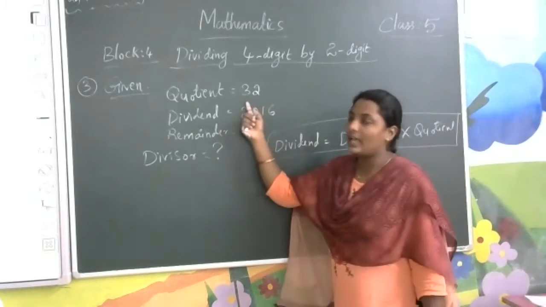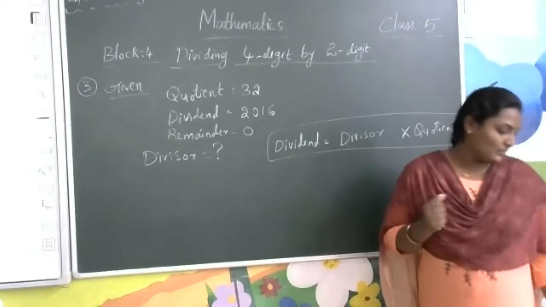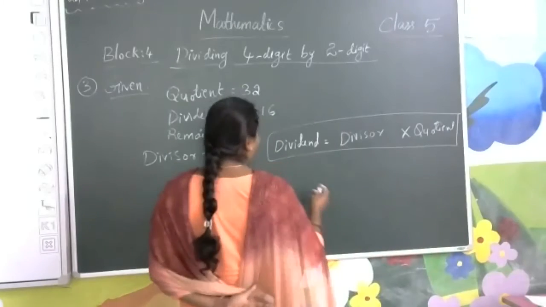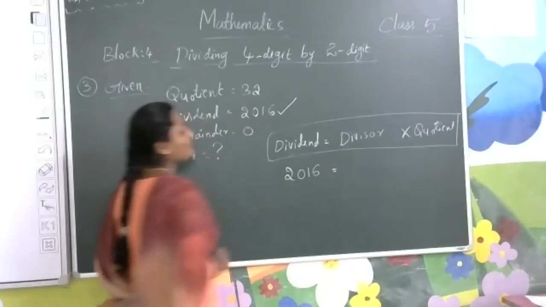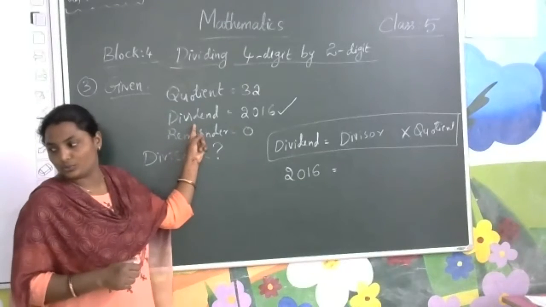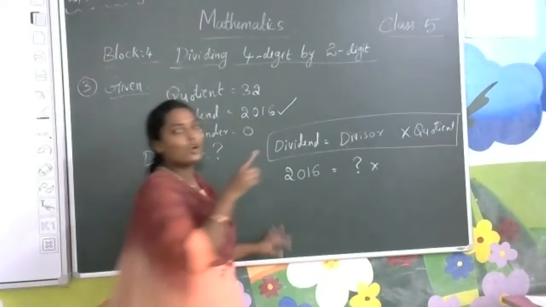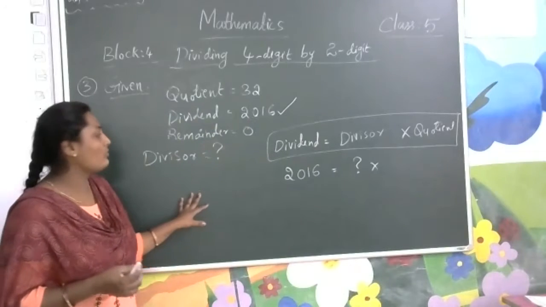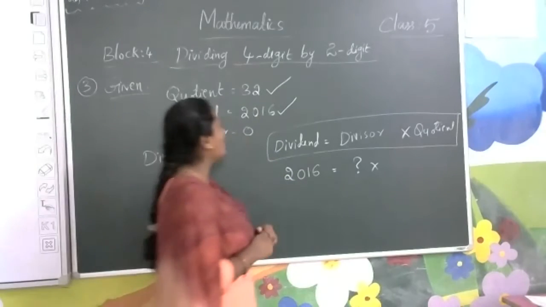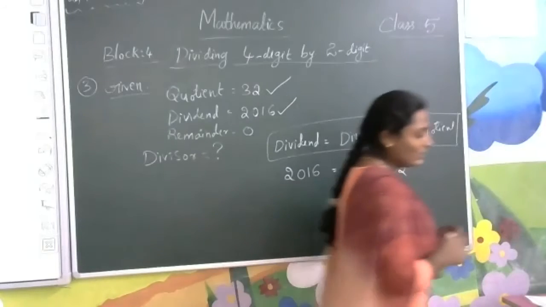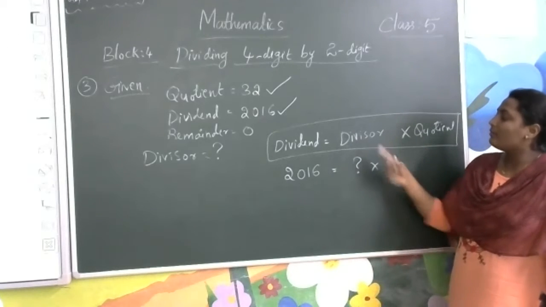But they have given the quotient, the dividend and the remainder. What do you have to find? You have to find the divisor with the given things. Okay? So first you substitute the given values. What given values do we have? 2016 is the dividend value. Next one, what do you have? Divisor. You don't have the divisor, so I'm making it a question mark. Question mark indicates the question. And you have a quotient also. So what is the quotient? 32. These are the given values I substituted. So dividend is there. Quotient is there, but you have to find the divisor.